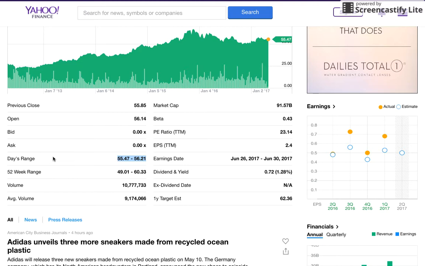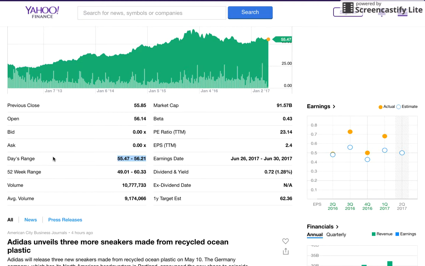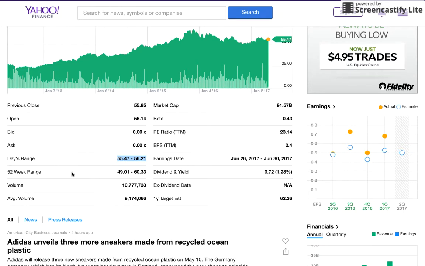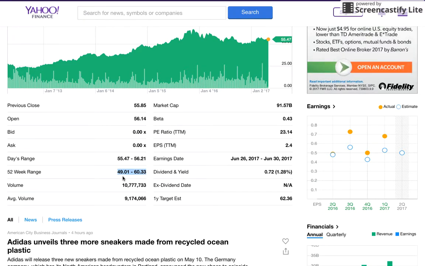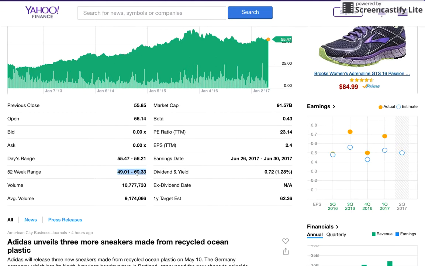I'm throwing a lot of stuff at you, so pause at any time and replay this back. The next thing is the 52-week range. So the 52-week range, again, is 1 year, 52 weeks. Here's the high price of the last year, and here's the lowest price of the last year. And to see what the difference is, you can see it's about $11 difference.